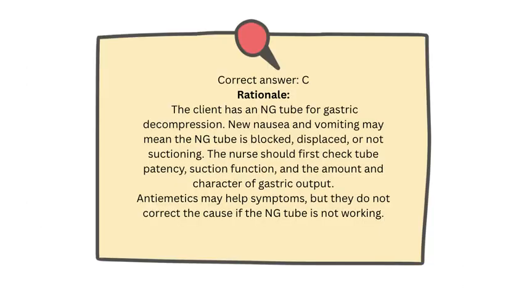Okay, the correct answer is letter C, and this is the rationale. The client has an NG tube for gastric decompression. New nausea and vomiting may mean that the NG tube is blocked, displaced, or not suctioning. The nurse should first check tube patency, suction function, and the amount and character of gastric output. Antiemetics may help symptoms, but they do not correct the cause if the NG tube is not working.